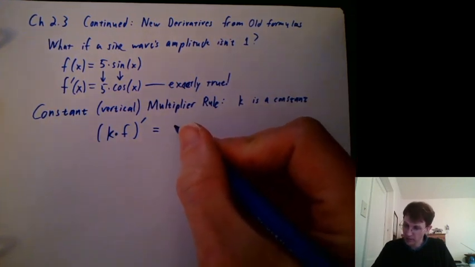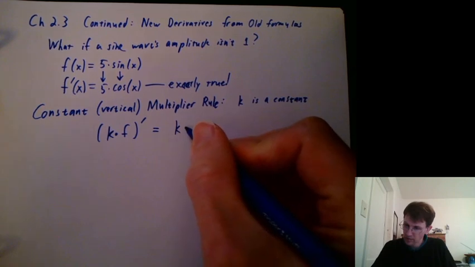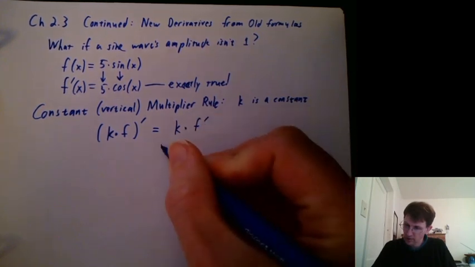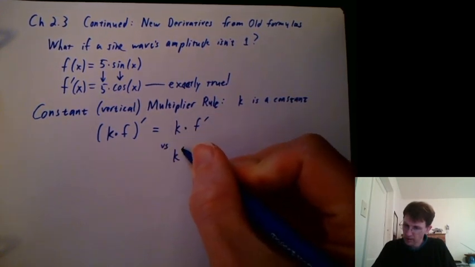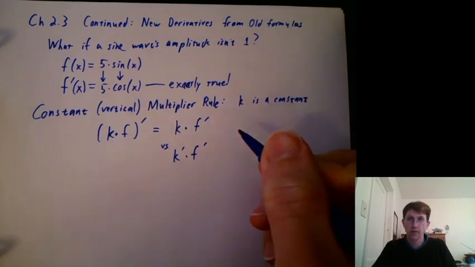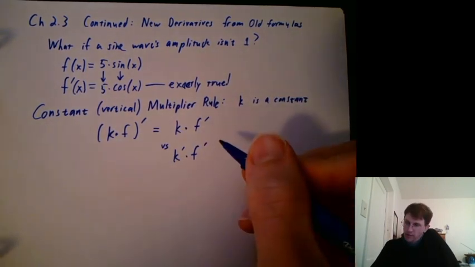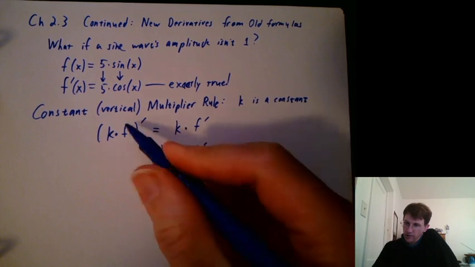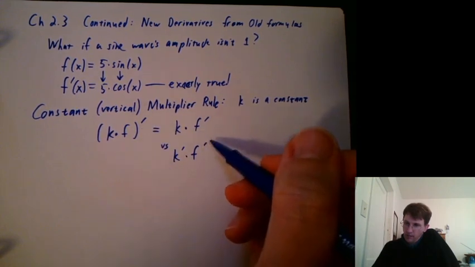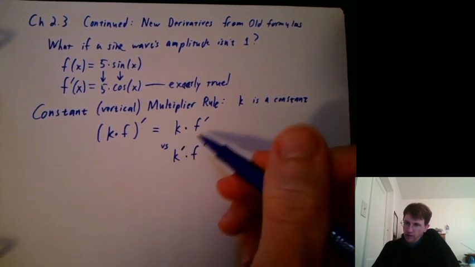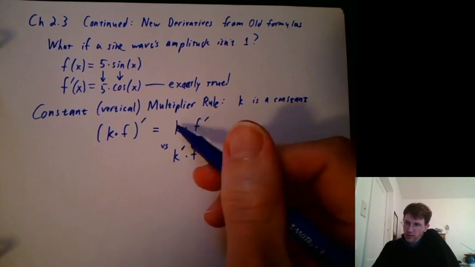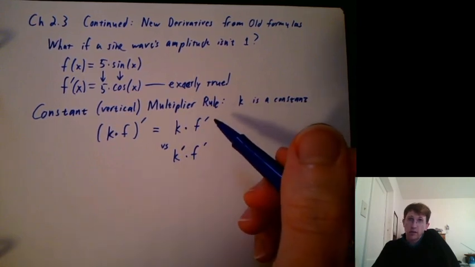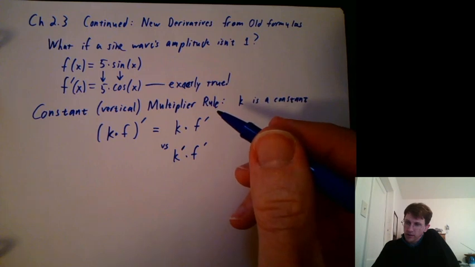Okay, welcome back from pausing. So maybe you came up with something, maybe you didn't. But I have two proposals for you to think about. Which one of these would you say is true? Can I kind of distribute the prime and put it on both the f and the k? Or do I put the prime just on the f and not the k? Take a sec to think about that.